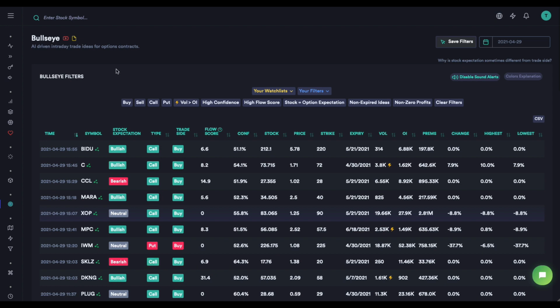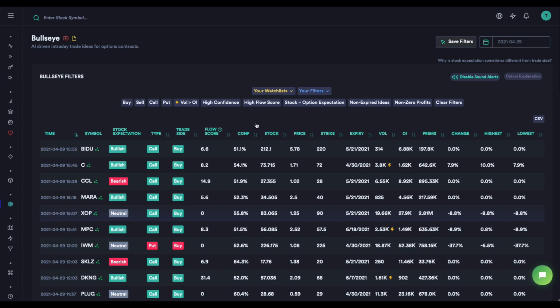So right off the bat you can see that similar to how we have filters for other tools, we have filters here as well, where you can see a buy, sell, call, puts, and then we have some other filters on volume being greater than open interest, high confidence, high flow score. Then we have stock is equal to options expectation. I'll talk about it later on. Then we have non-expired ideas and non-zero profits.